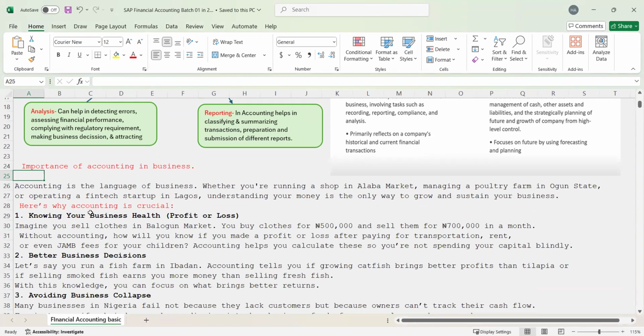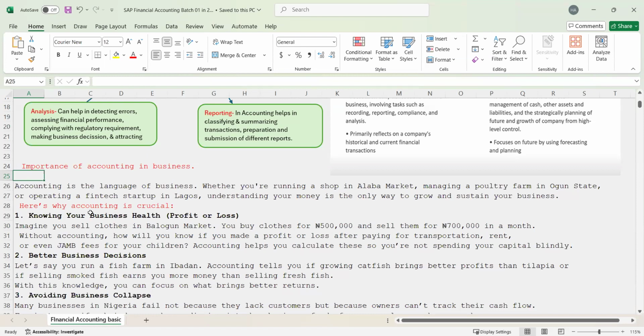Whether you are running a shop in Alaba Market or in Wuse or Garki, or you are managing a poultry farm in Ogun State or operating a fintech startup in Lagos, understanding your money is the only way to grow and sustain your business. When you understand how your money is being spent and how money is coming into your account, that's the only way you can grow as a person or as a business, right?